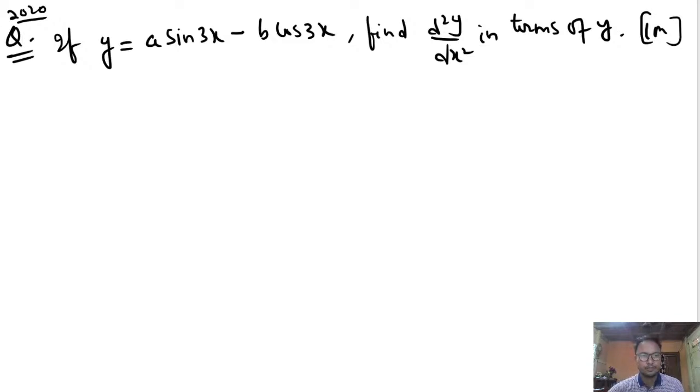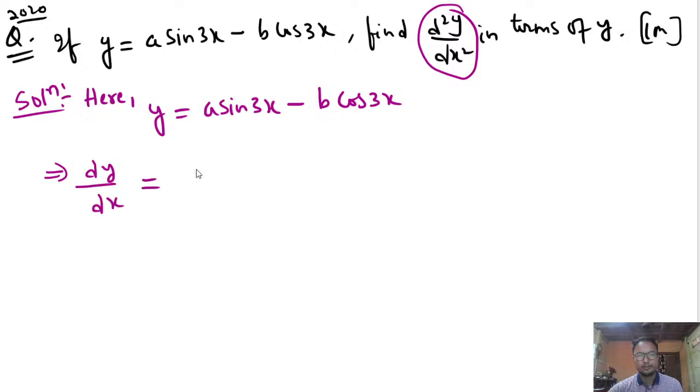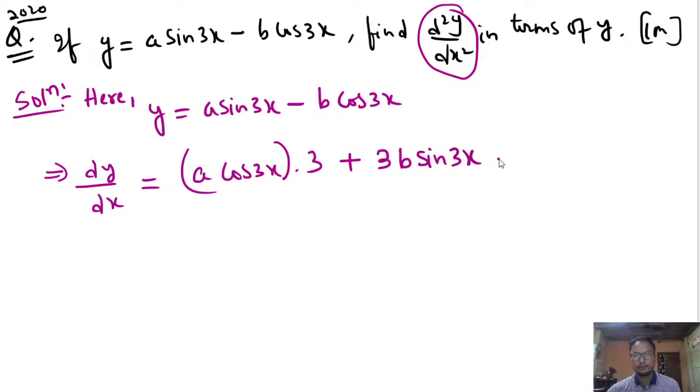So let's try to solve this. See the answer. y equals a sin 3x minus b cos 3x, find d2y by dx square. First we need to find dy by dx. dy by dx equals a cos 3x into 3 plus 3b sin 3x, right?